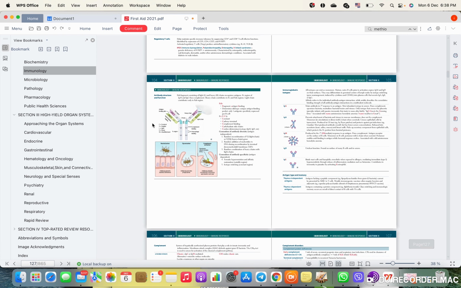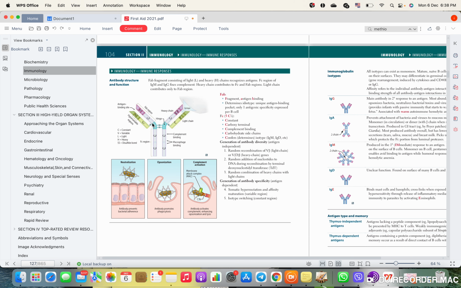So an antibody. An antibody is responsible for defending you. Is it against bacterial or viral infections, guys? Well, mainly at least. An antibody is responsible for protecting us. Is it against bacteria or viral? Mainly. Bacteria, yeah, that's correct. So the antibody structure and function.